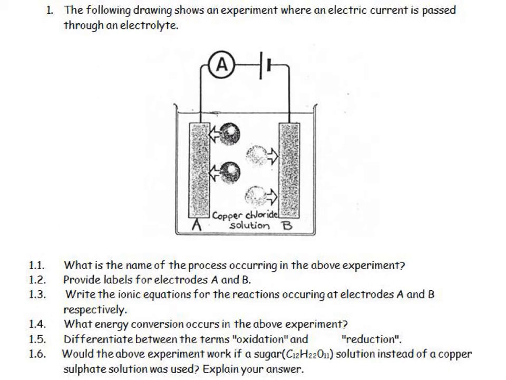What is the name of the process occurring in the above experiment? It's when a current is passed, breaking up a certain electrolyte into two parts. So you've got ions going to that electrode and ions going to that electrode.